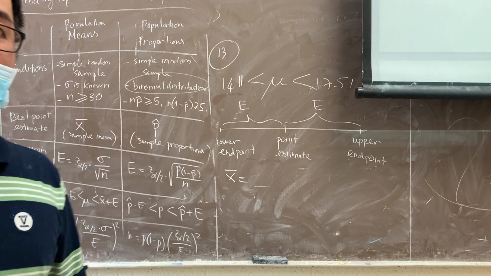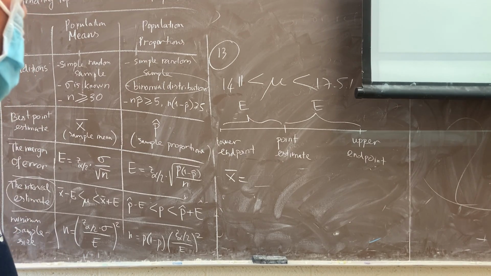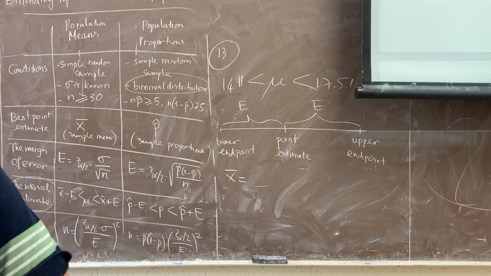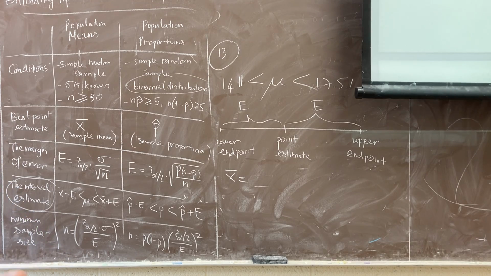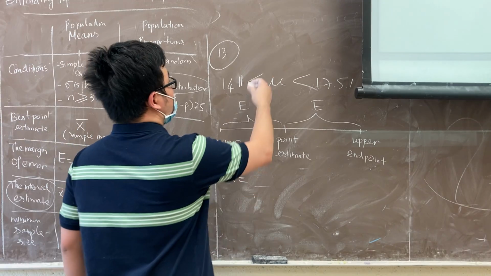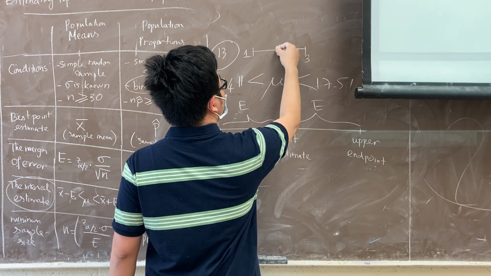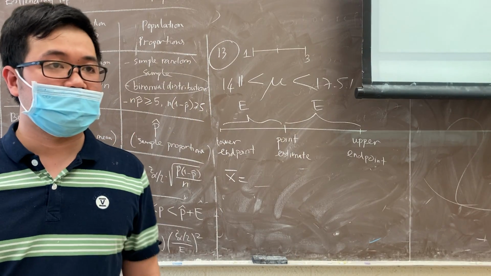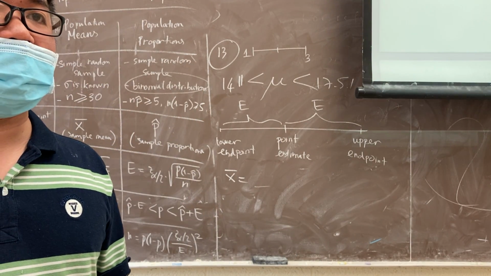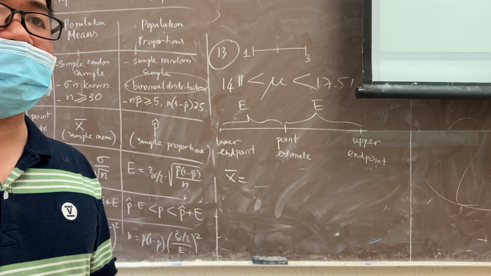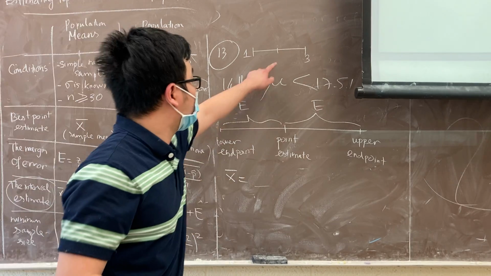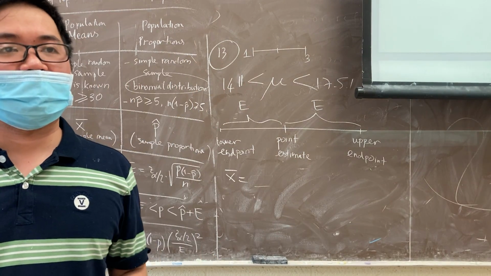Would you subtract the upper endpoint from the lower endpoint and then divide it by 2? Okay, so it's not correct. For example, we have 1 here and 3 here. So what is the middle point? It's in the middle, so it's 2. How to calculate this? How do you know this is 2? Because it's in the middle.